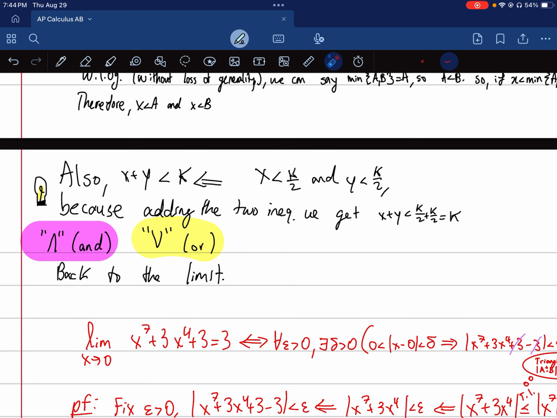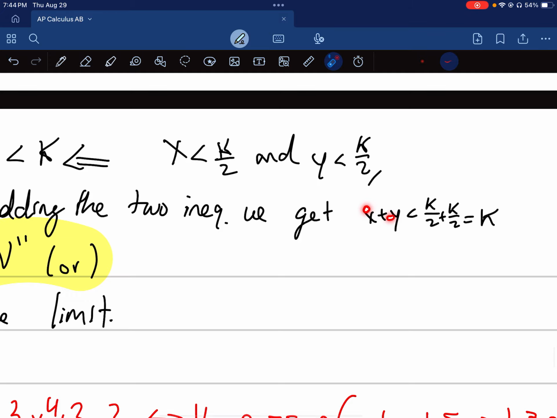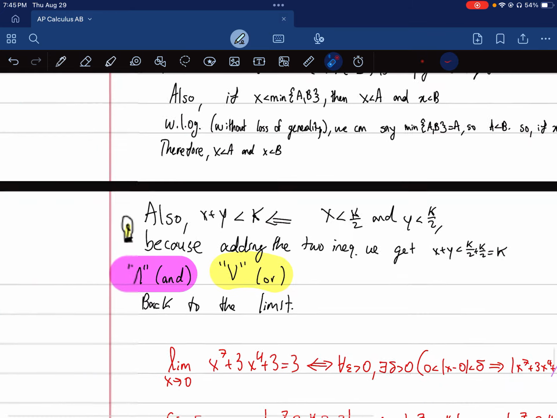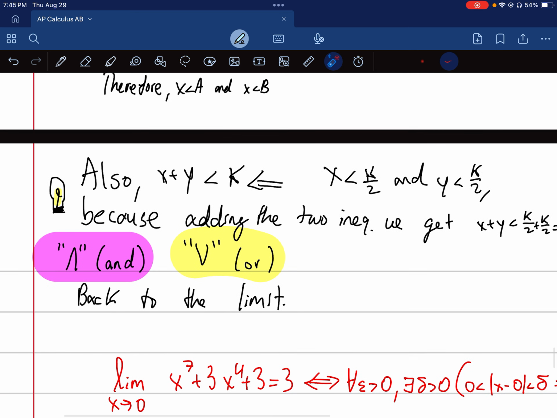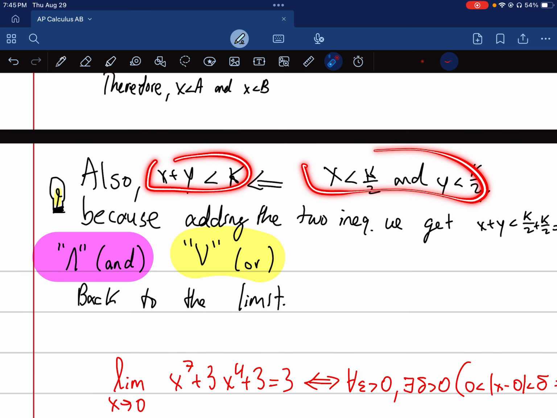Another concept that we're going to come back to, it's a little light bulb. Also, X plus Y is less than K is implied by X being less than K over 2 and Y being less than K over 2. Because if we add the two inequalities here, we'll just get X plus Y is less than K over 2 plus K over 2, which is equal to K. So this is implied by that.